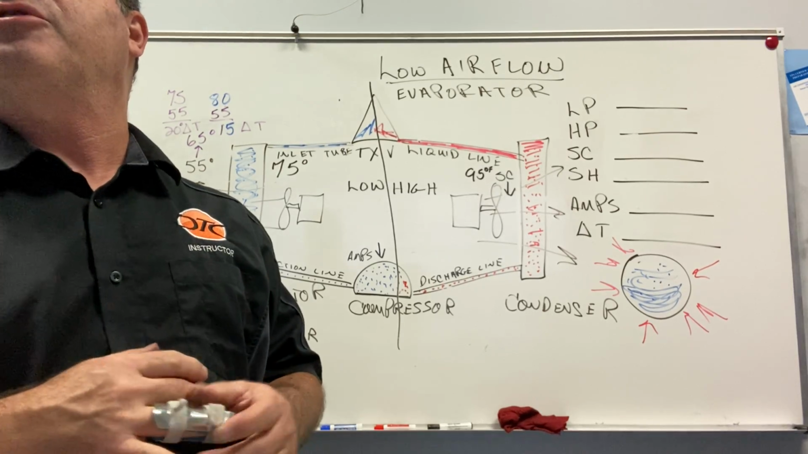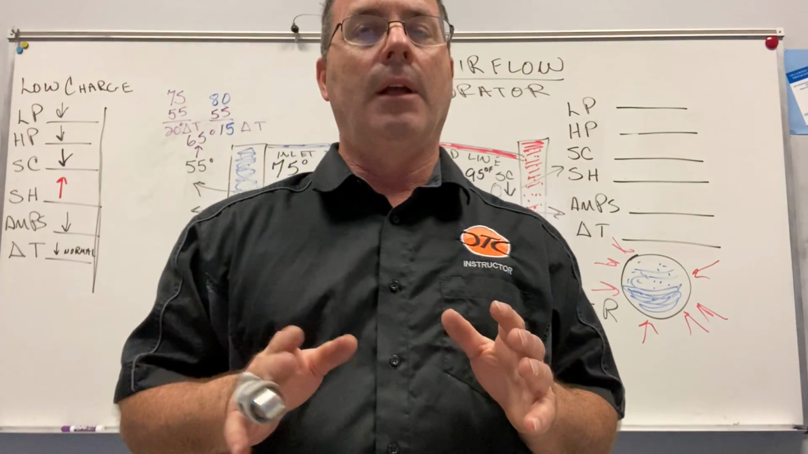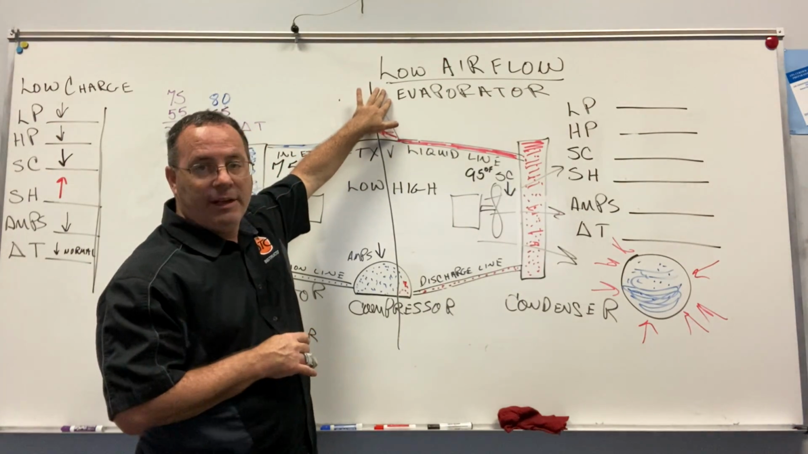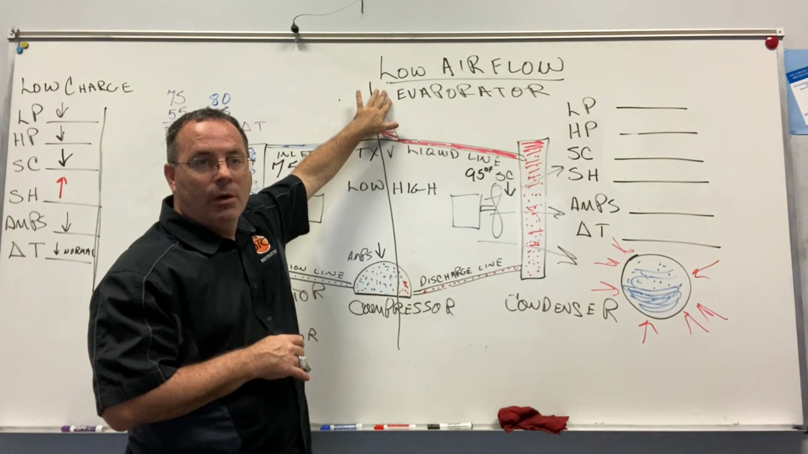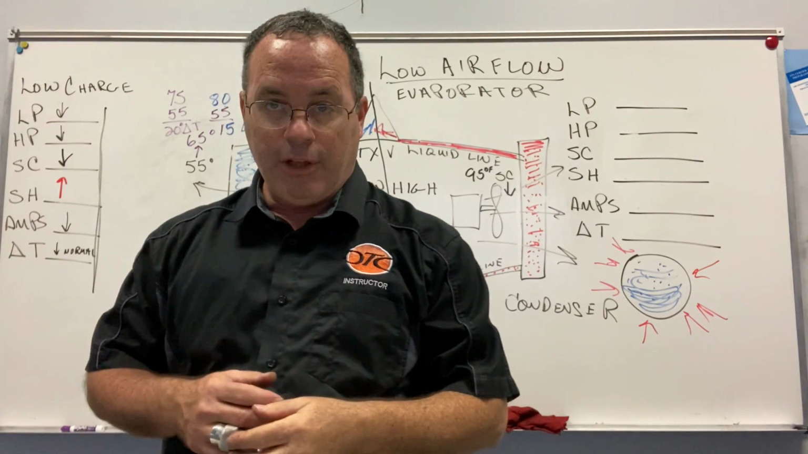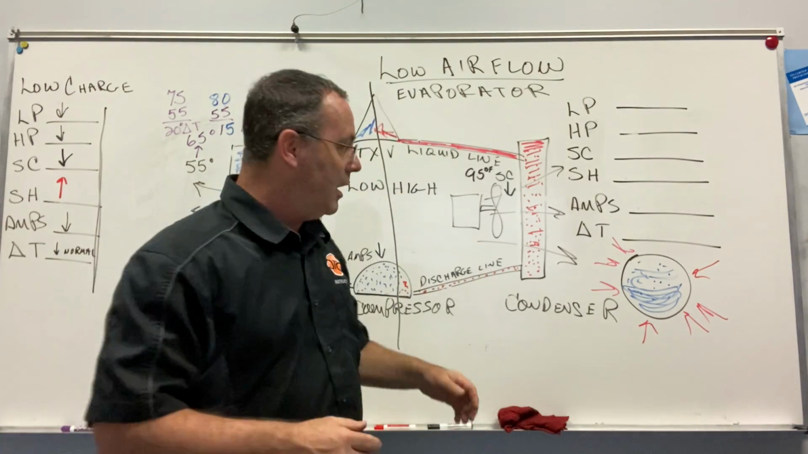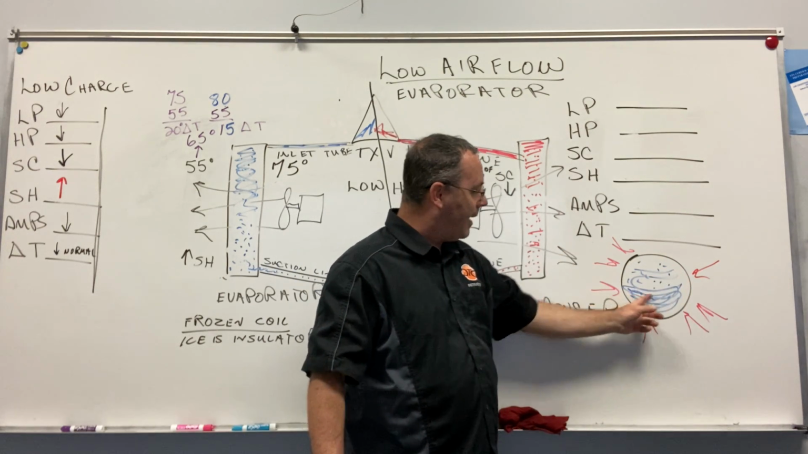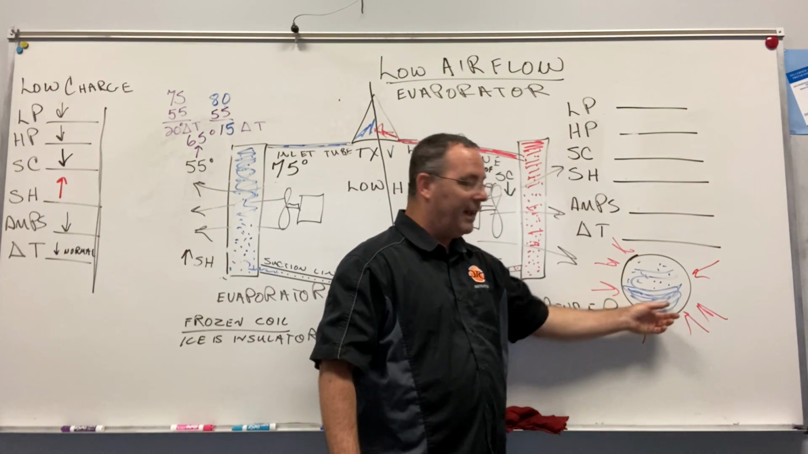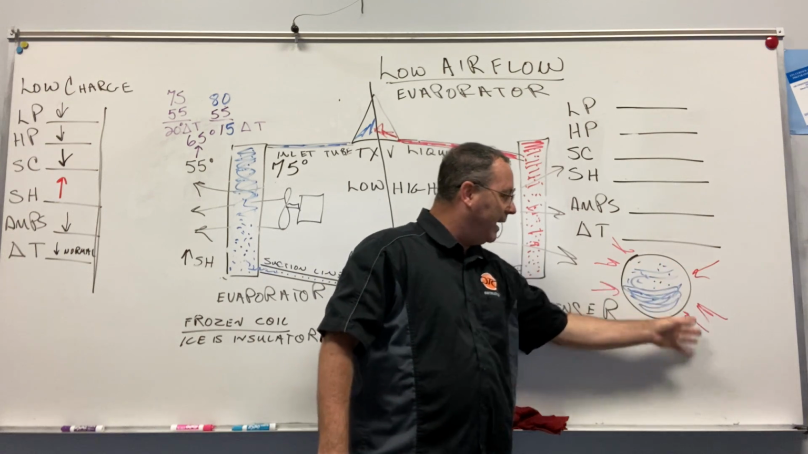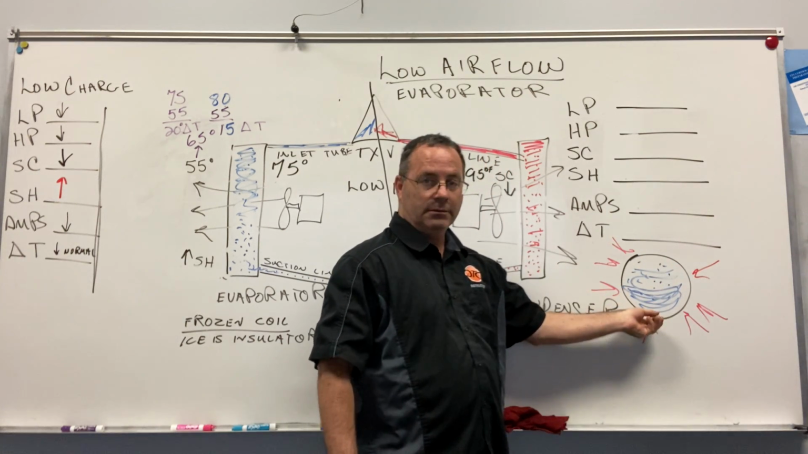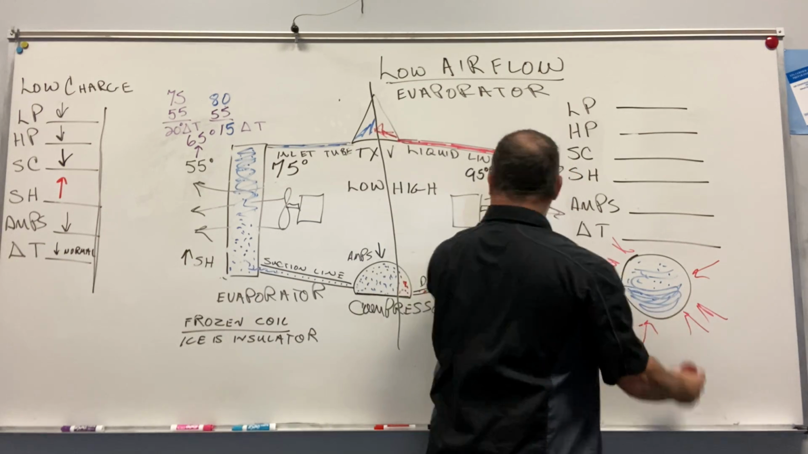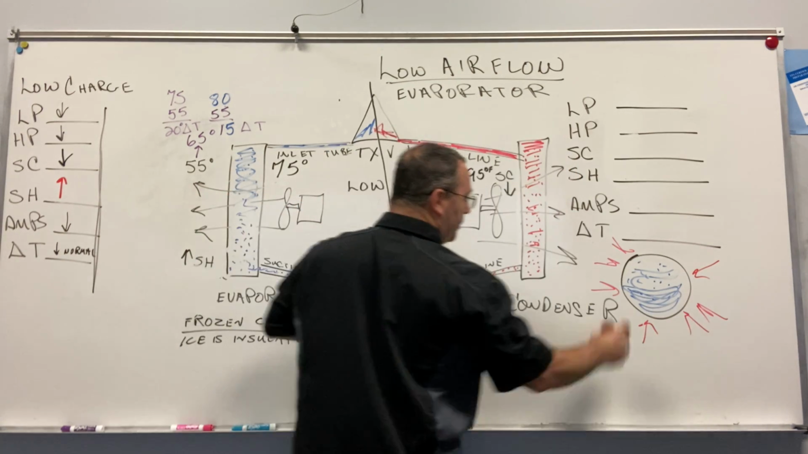Okay, so let's discuss right now in the area of low airflow evaporator. One of the biggest signs you'll get of a low airflow on the evaporator is what? Let's look inside the copper tubing of the evaporator. We have a saturated mix of vapor and liquid. We have energy going into it. Remove some of that energy, that heat, from the room going into the tubing.